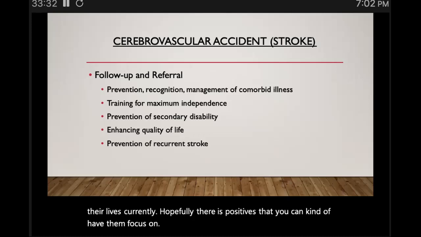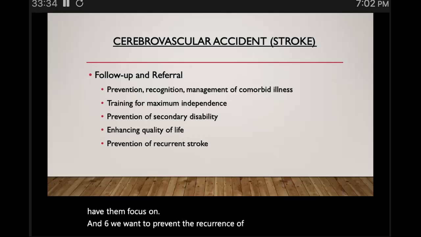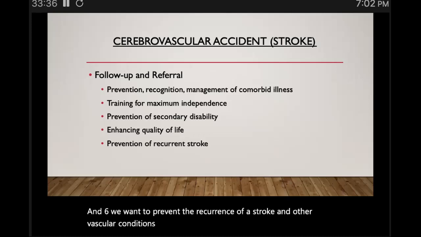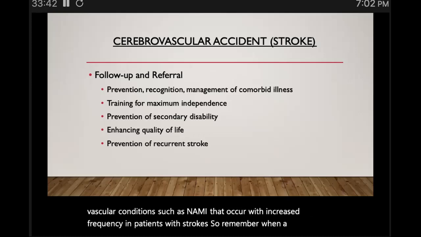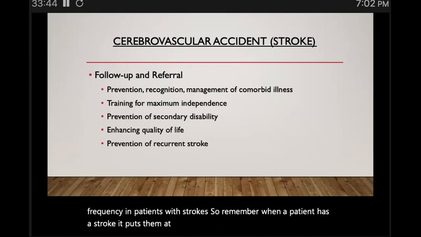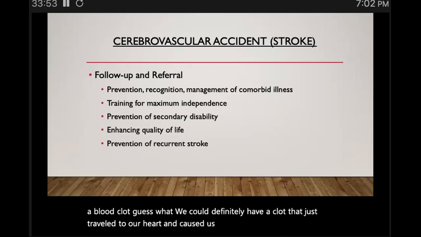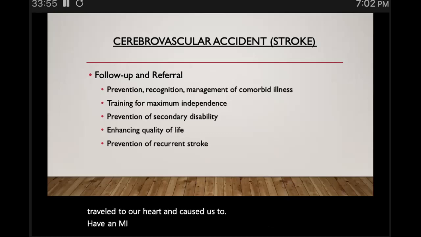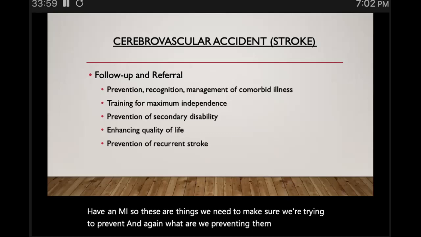And number 6, we want to prevent the recurrence of a stroke and other vascular conditions such as an MI that occur with increased frequency in patients with stroke. So remember, when a patient has a stroke, it puts them at higher risk for having an MI. If we just threw a blood clot, guess what? We could definitely have a clot that just traveled to our heart and caused us to have an MI. So these are things we need to make sure we're trying to prevent. And again, what are we preventing them with? Medication, education, and lifestyle changes.